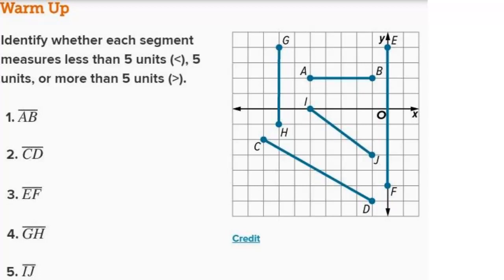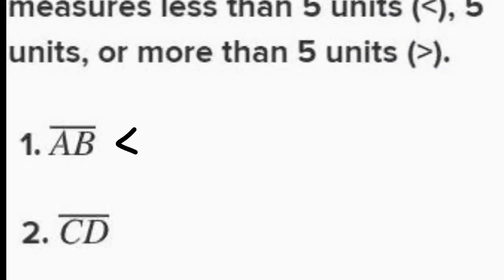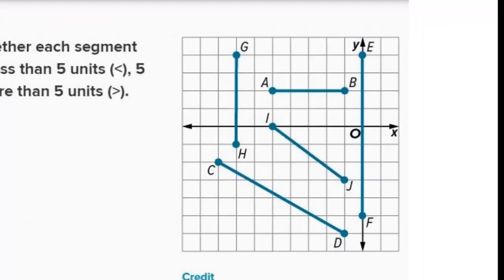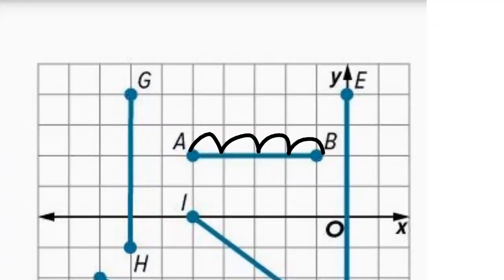You can find distance on a number line by doing the absolute value of x2 minus x1. Since we have it on a grid background like this, if it is a horizontal line or a vertical line, you can just count the boxes. You can count the spaces in between. So for segment AB, more or less than or equal to 5 units? Less than. If I count the hops in between, 1, 2, 3, this is 4 units here.